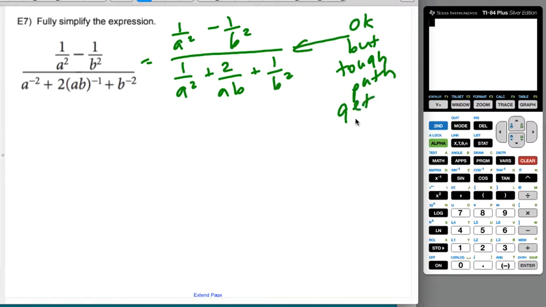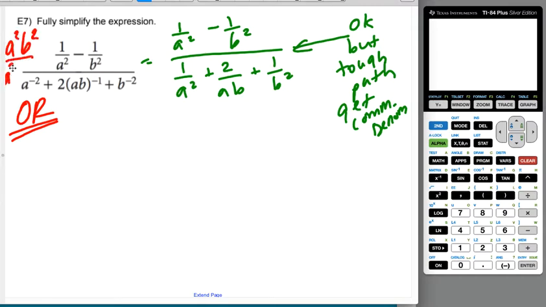Like you'd get common denominators, and then you'd end up flipping stuff over, and it's fine, and we can walk through that in a sec, but there is a shorter option, okay? So I'm going to do the shorter option first, and then I can walk you through the longer one. What I can do is recognize that if I multiply the entire top and bottom by a squared over b squared, it's going to take care of all of my negative exponents.